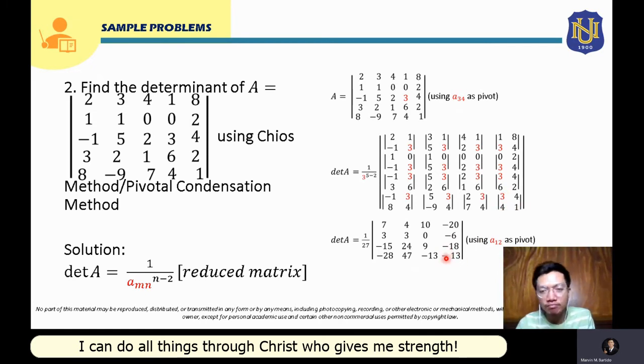So as you can see here, again, this is a 4 by 4 matrix. So we are going to use Chio's method again to reduce this to a 3 by 3 matrix. From here, we will choose an element again that we will use as our pivot. In this case, let's choose A12, the element in the first row and second column. So we will use this element to solve this again. Okay, so let's proceed to the next slide.